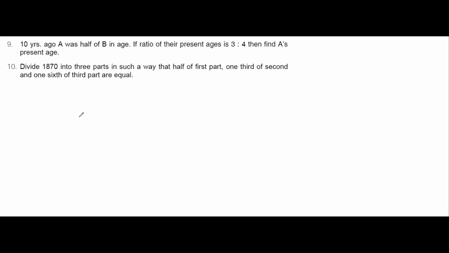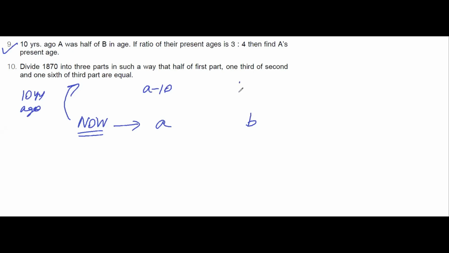Okay, so let's understand now. Let the age of A be A and the age of B be B. Now 10 years ago they are talking about, right? 10 years ago the age of A will be A minus 10 and the age of B will be B minus 10. Again I will read. 10 years ago A was half of B in age. It means A was half of B's age.